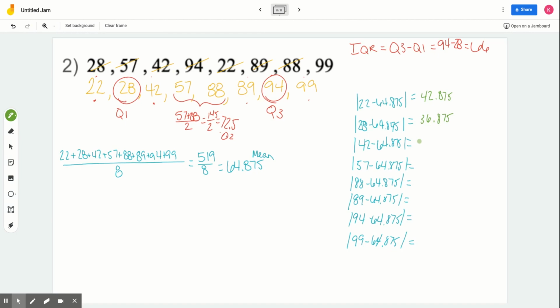And we can keep going. So when I subtract, my absolute value is 22.875 and so forth. You're going to finish this list right now and then we're going to come back together.